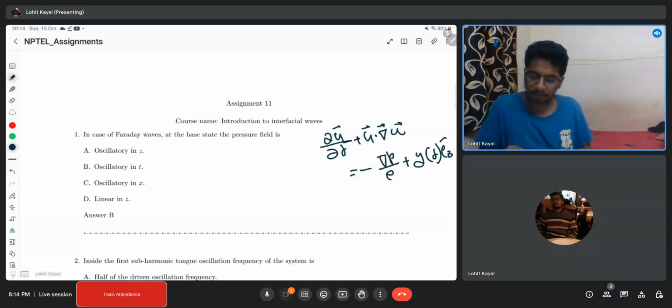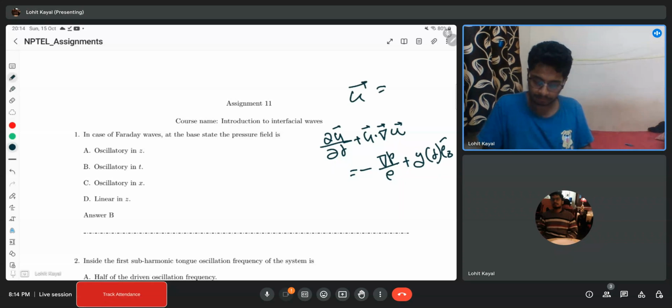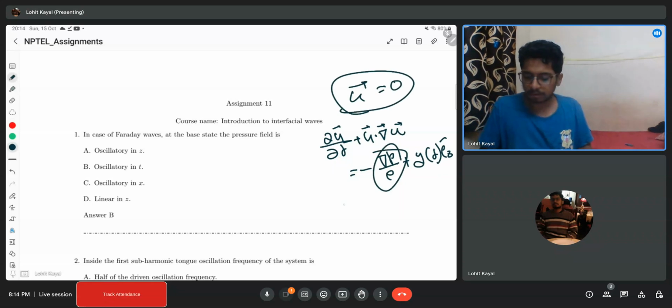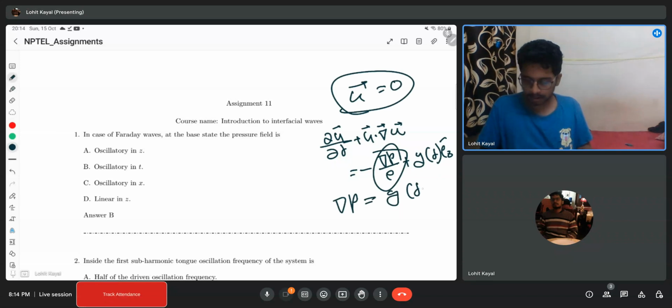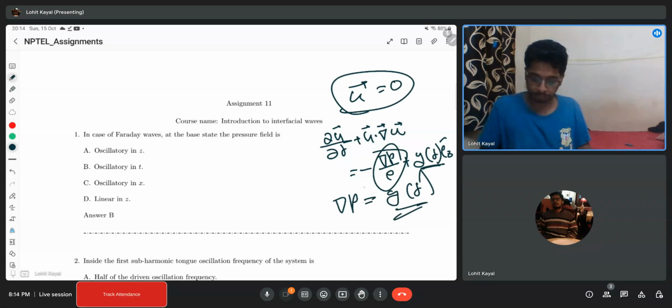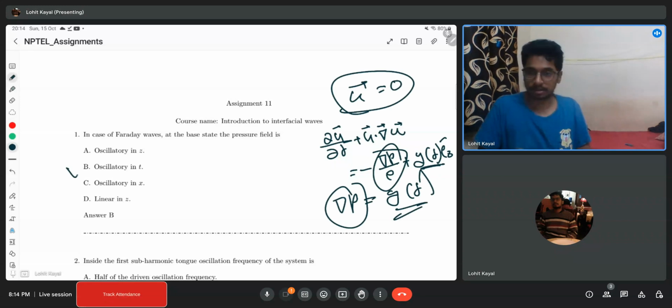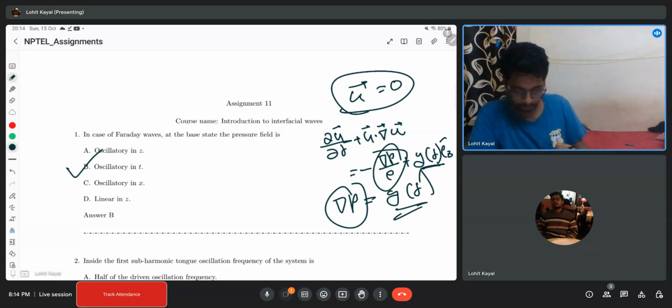This is the term. Now at the base state, your U hat is 0. Only P will be there. So grad P is equal to G of T. This is oscillatory in time. So your pressure will be oscillatory in time. So answer B is the correct answer. Otherwise, P will be just minus rho G Z. We all know that.